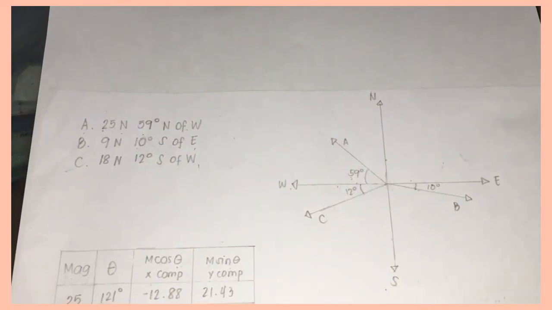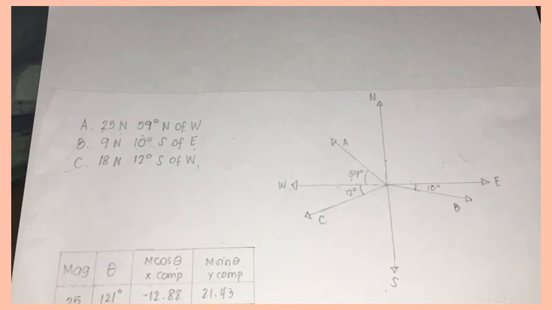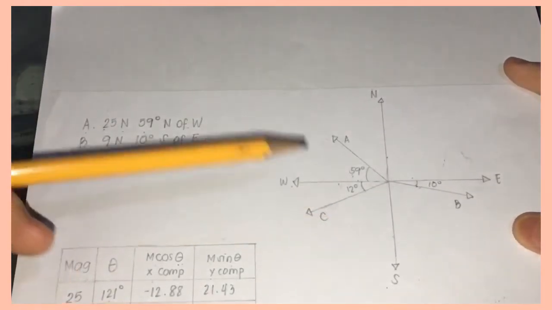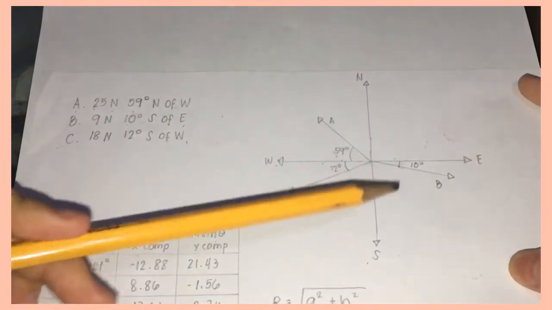Hello everyone. Today we are going to find the resultant vector using the component method. This is our vector right here, and if we are going to graph that in our Cartesian plane, this is how it's going to look.